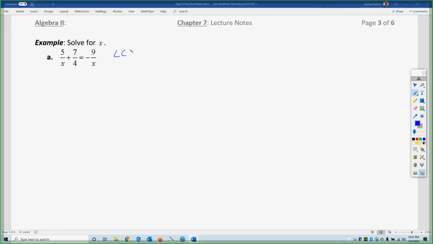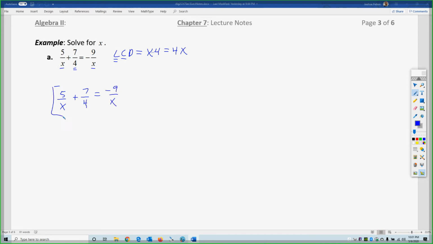So, lowest common denominator. I have three denominators. There is an x in common, and then there is a 4 left over. So 4x is the common denominator. Okay. So again, the same strategy still applies. Multiply on both sides. So we have 5 over x plus 7 over 4 equals negative 9 over x.